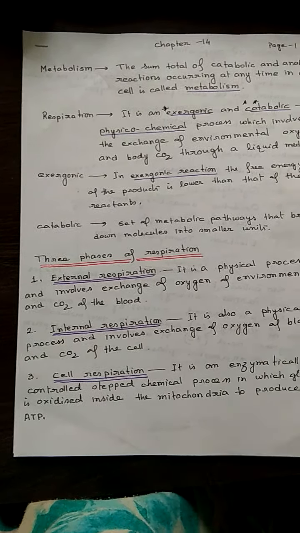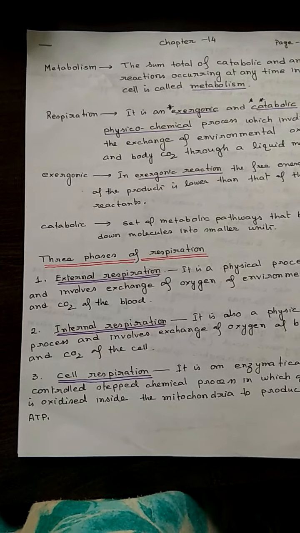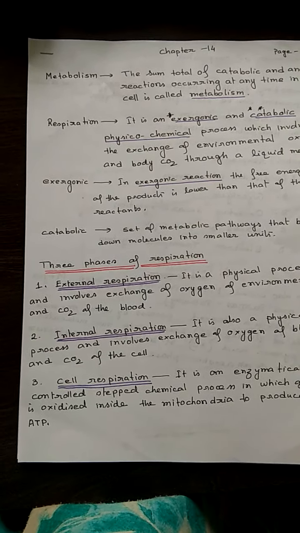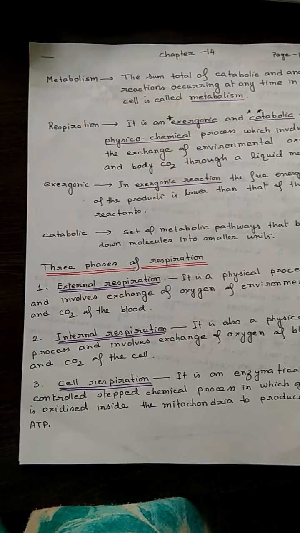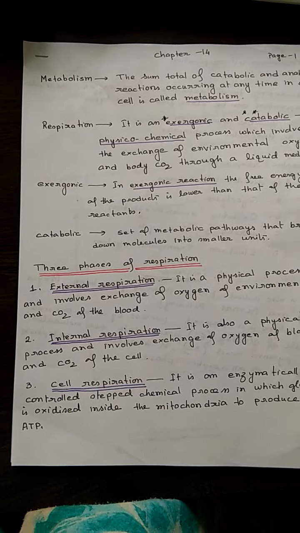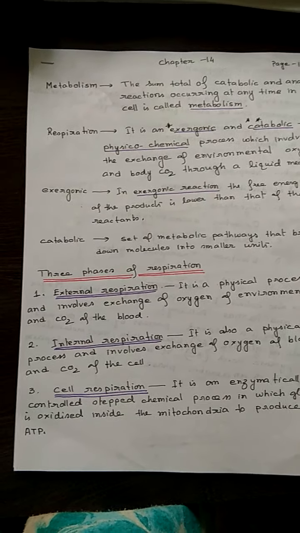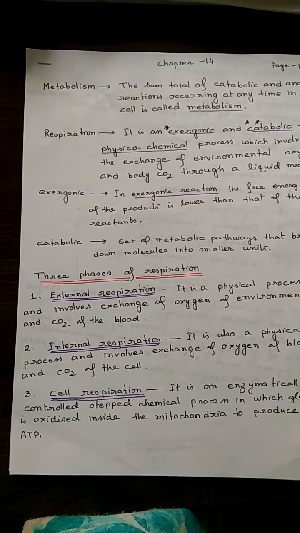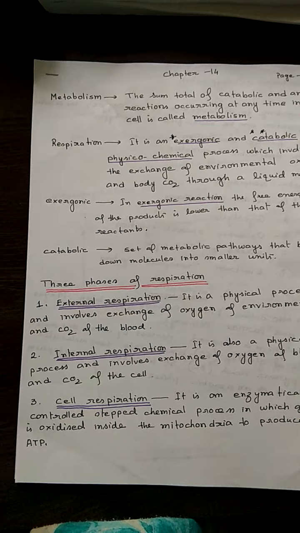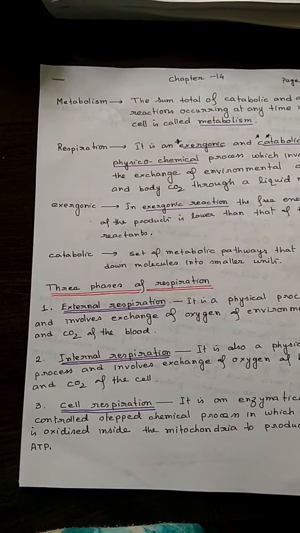So whatever respiratory structure is present in a plant, that exchange is known as external respiration. Now internal respiration is also a physical process, and it involves exchange of oxygen of blood in case of the animals, and carbon dioxide of the cell at the cellular level. Now in case of cellular respiration, it is enzymatically controlled and different steps are there. It's a chemical process in which glucose is oxidized inside the mitochondria to produce energy rich ATP.